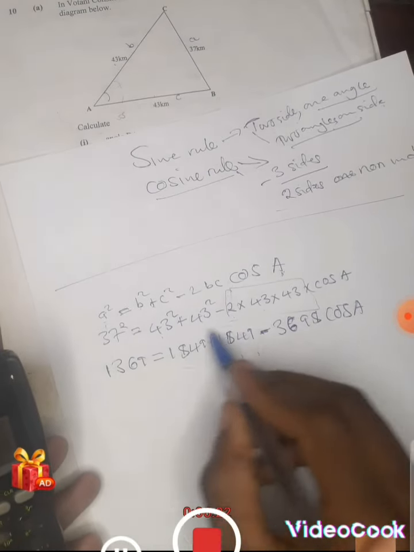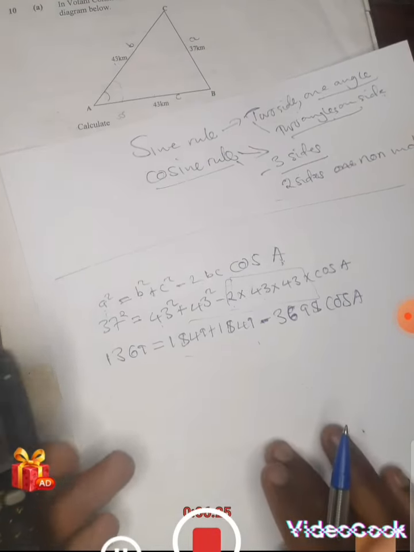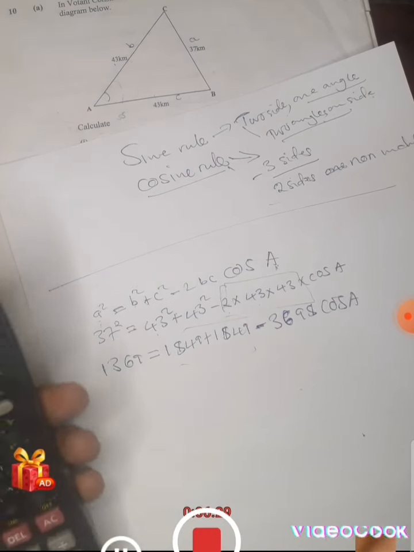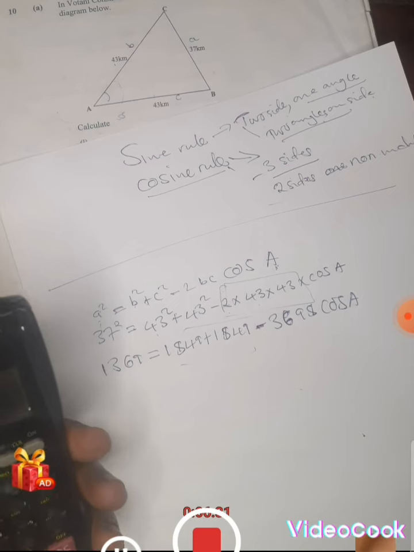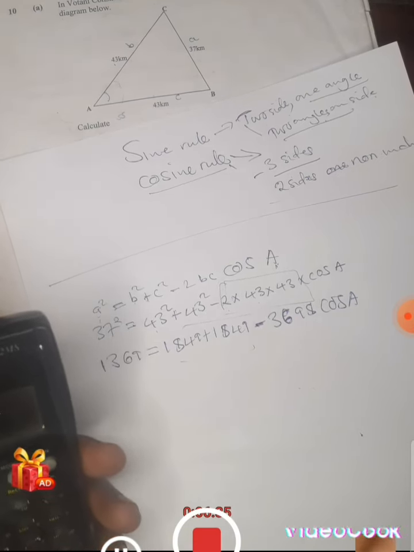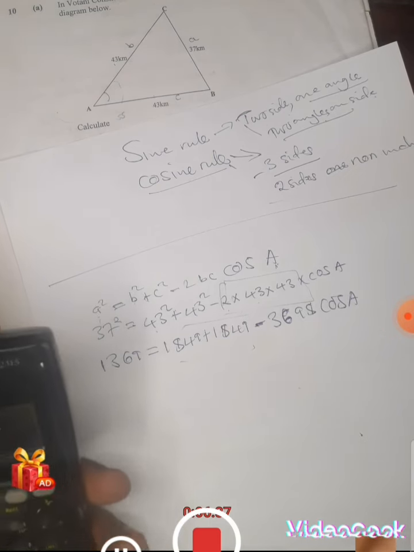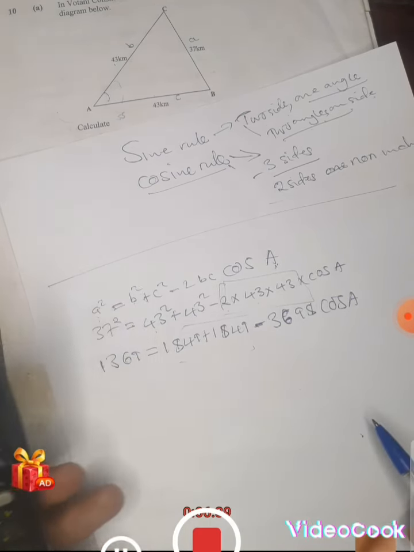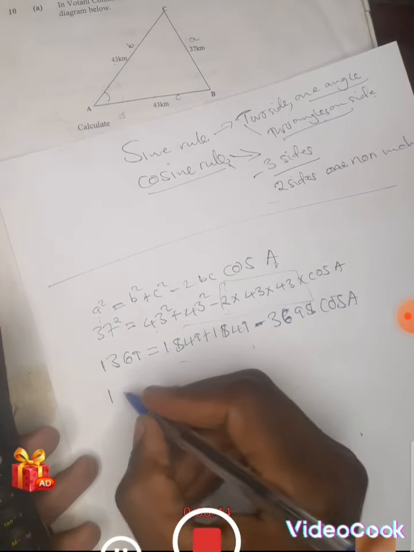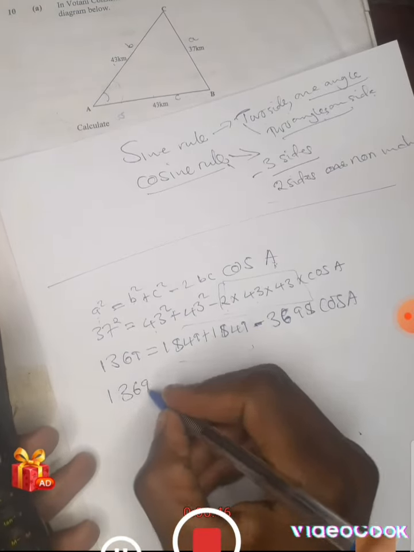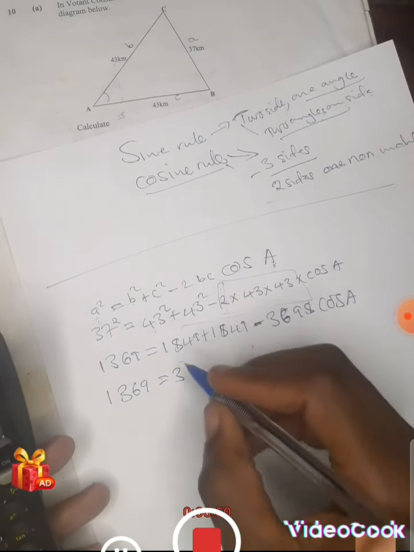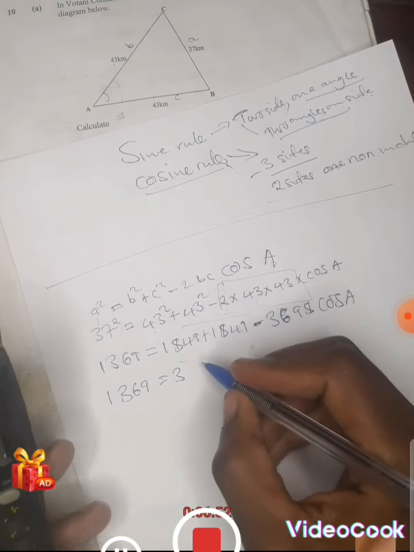Okay, we can add these first before we start grouping like terms. So if you add 1849 plus 1849, we will get 3698. So we have 1369, which is equal to 3698.